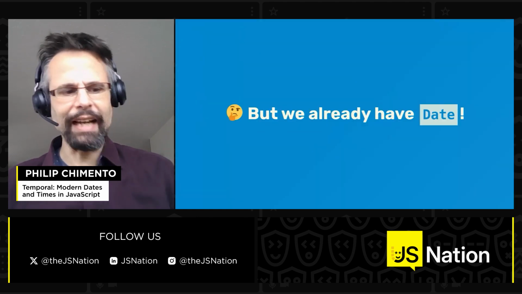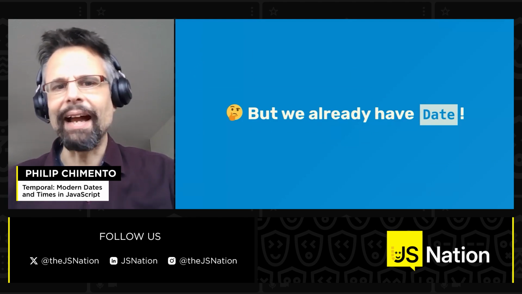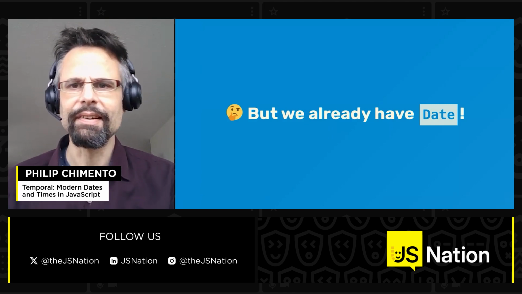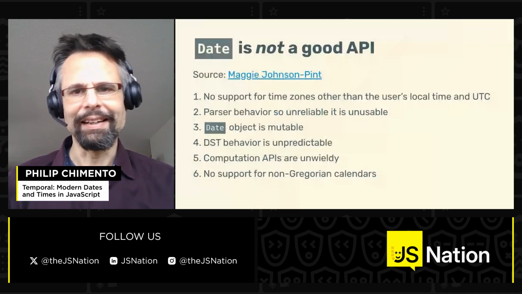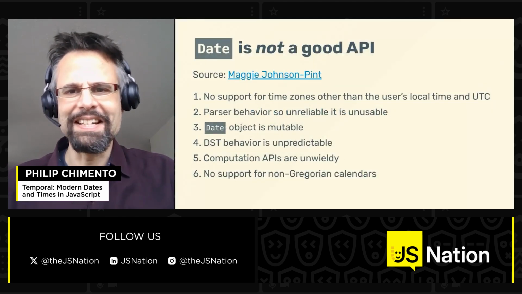So a fair question for any addition to the JavaScript language is, do we really need this? Like, we already have the global date object. It's not perfect, but it's done okay for all these years. And I'm going to disagree with what I just said. We do actually have a good list of date's deficiencies.